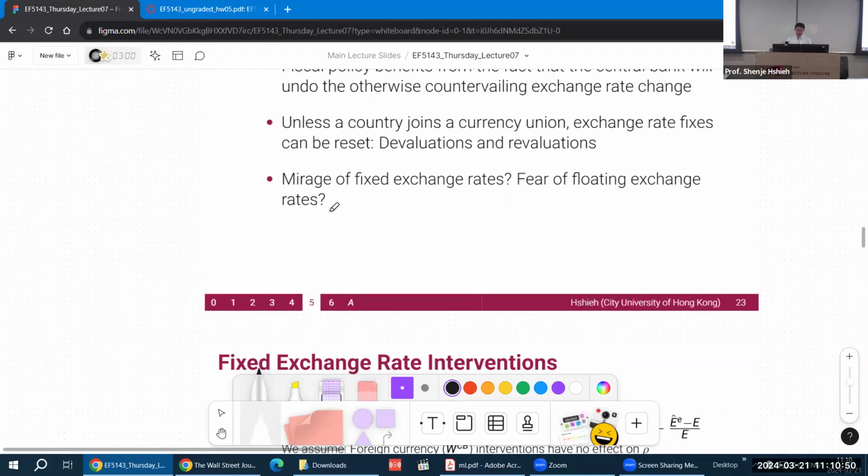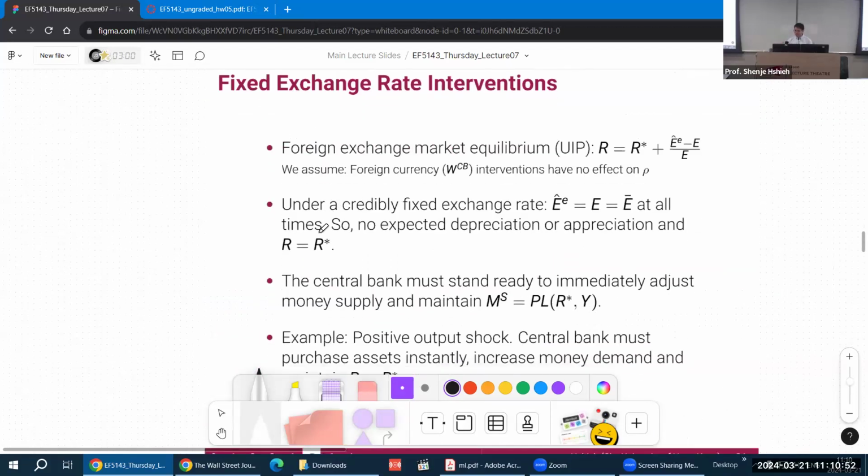So just keep that in the back of your head, okay? So fixed exchange rate. What does it mean to have fixed exchange rates? Well, starting with UIP, fixed exchange rate means that the country has decided to peg their currency to some number indefinitely. And so E hat E must equal the spot rate, right? Just like in Hong Kong, right?